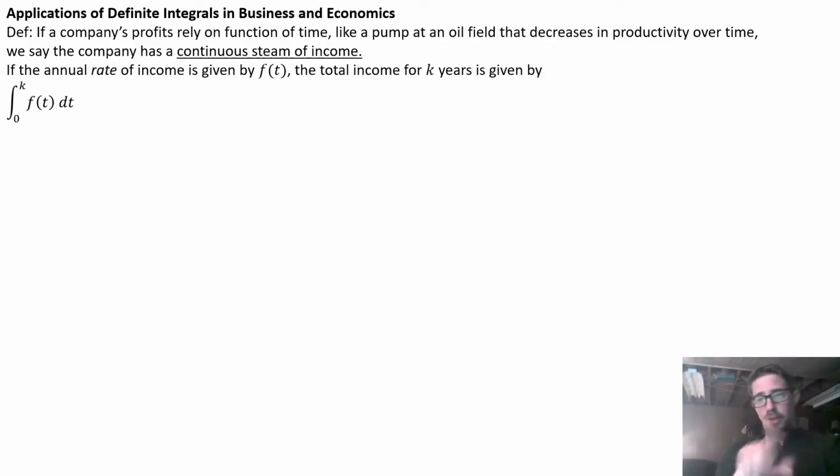So if we have an expression for the annual or monthly or whatever rate of income given by our income stream, f of t, the total income from 0 to k years is given by just that. It's just the integral from 0 to k of that rate, right? Because the integral is the reverse of a derivative. And if we're given a rate, we integrate it to figure out the amount of stuff that happened.